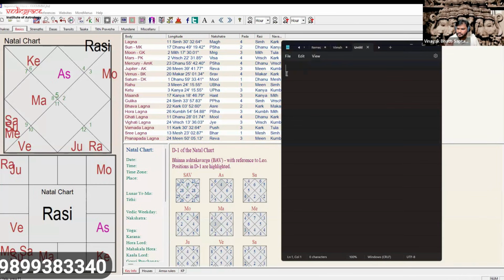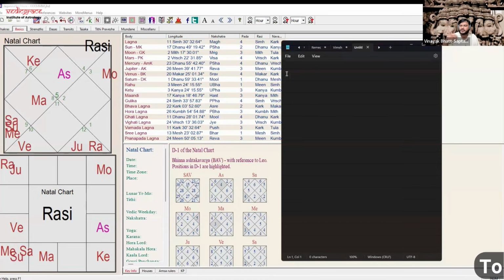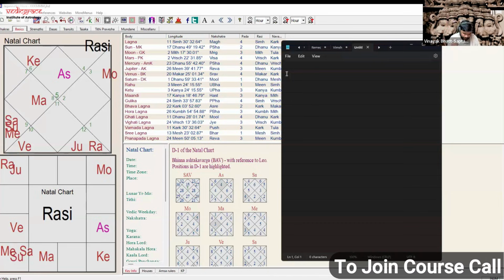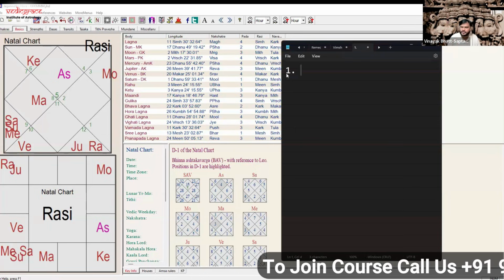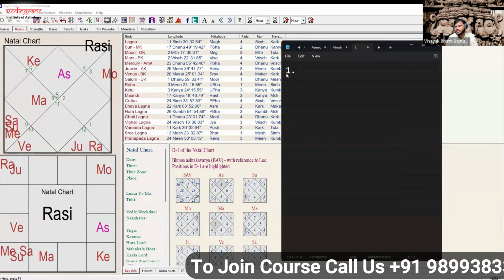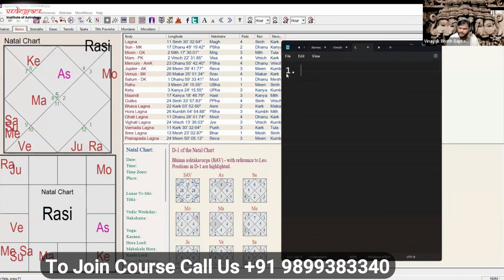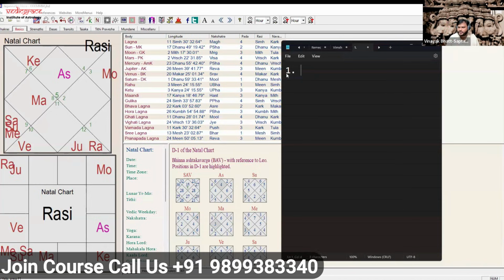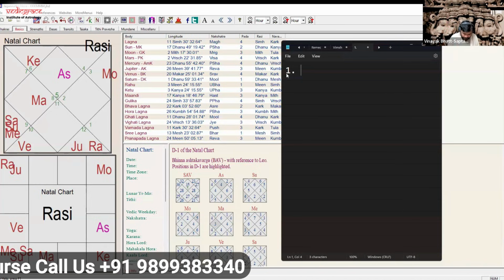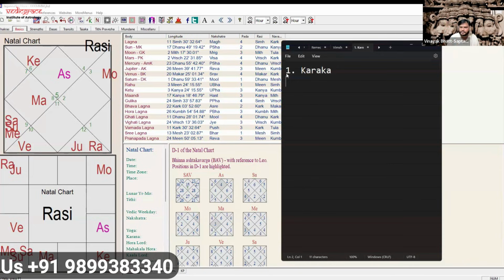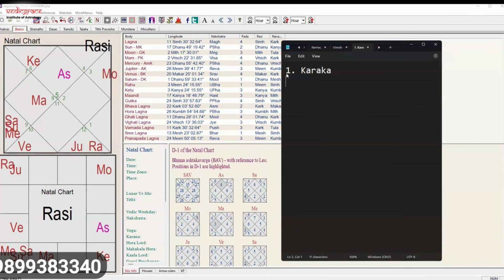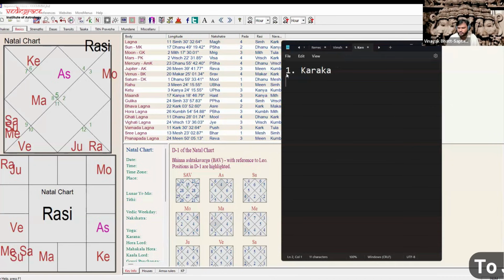You know the system of prediction. You know the hierarchy, how we should make predictions. Whenever we make any predictions, whether it's Parashari, BNN, or any system you pick, the very first thing they say is understand the karak. That we follow in Parashari also, and we are following in BNN also.